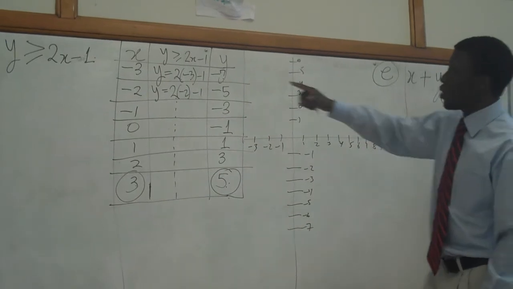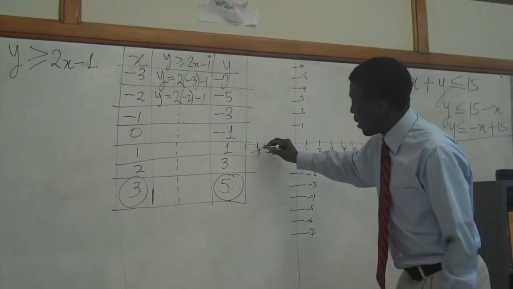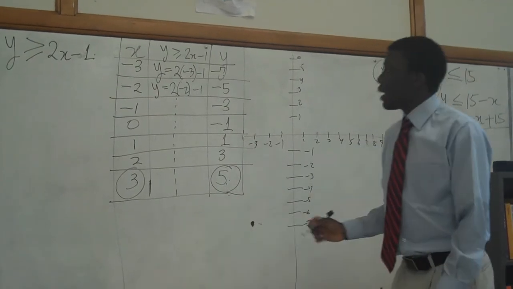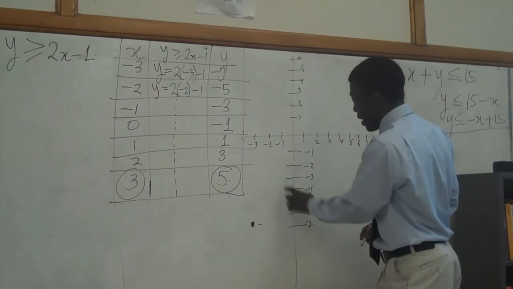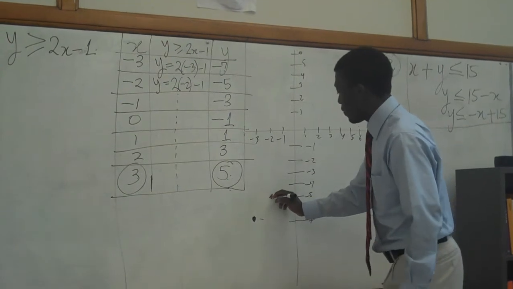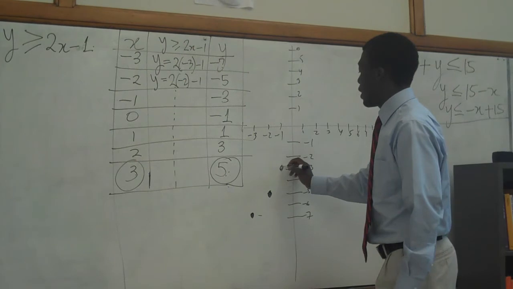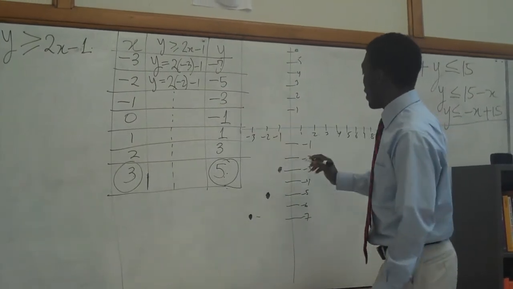Okay, so we go to minus 3 right here, and we trace it down to minus 7. So that's our first point. The next point we have is minus 2, minus 5. So we go right there. And then the next point we have is minus 1, minus 3. And then we go to 0, minus 1.